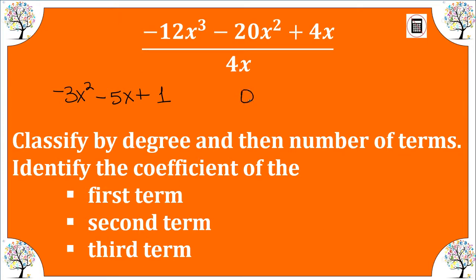This is a quadratic trinomial. Then we are going to identify the coefficient of the first term. So I have negative 3. My second term is negative 5. And the coefficient of my third term is positive 1. So here you're just identifying again the coefficient of each term.